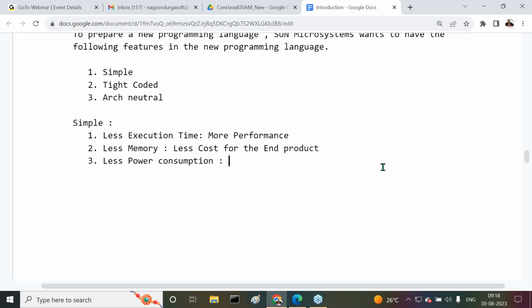Good. Next one is less power consumption. Understand how they are related to power consumption. I'm giving an example. For example, if you take any remote controller or any electronic device, inside this electronic device two components are available. What are the two components in every electronic device? One is software, another one is hardware. Two things are available. Then what is this software and what is this hardware? What is the relation between these two?